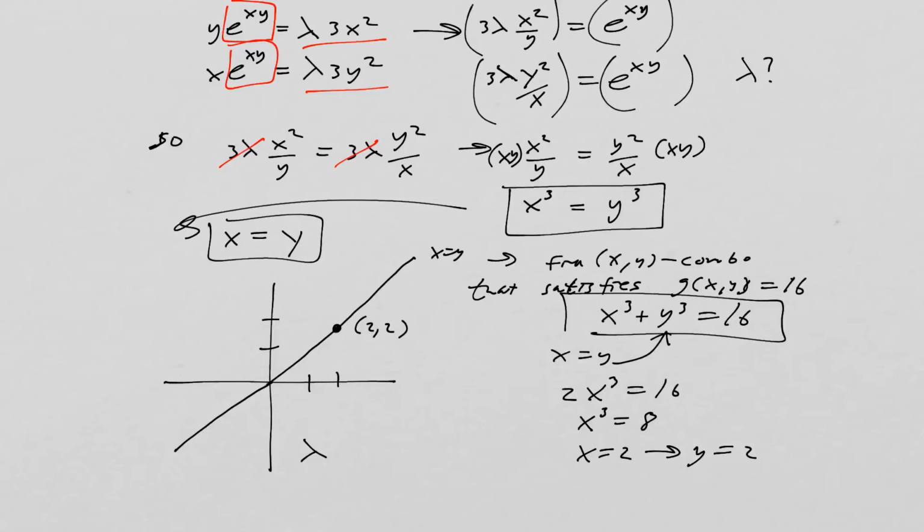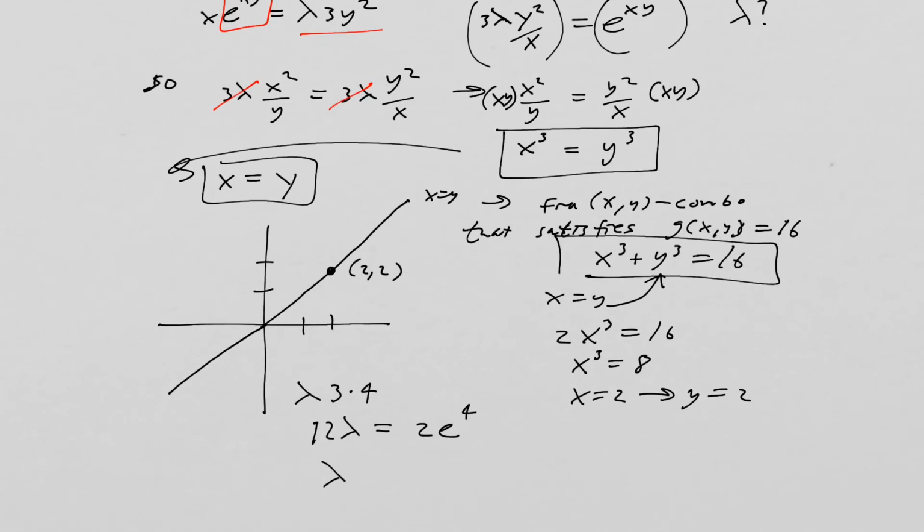So what we have here is 3 lambda times 2 squared, which is going to be 4. So we have 12 lambda is equal to 2e to the 4. So lambda is equal to e to the 4th over 6. Okay, so that's what the lambda value is in this particular case. Again, you don't need to figure that one out, but I always like to go back and check.